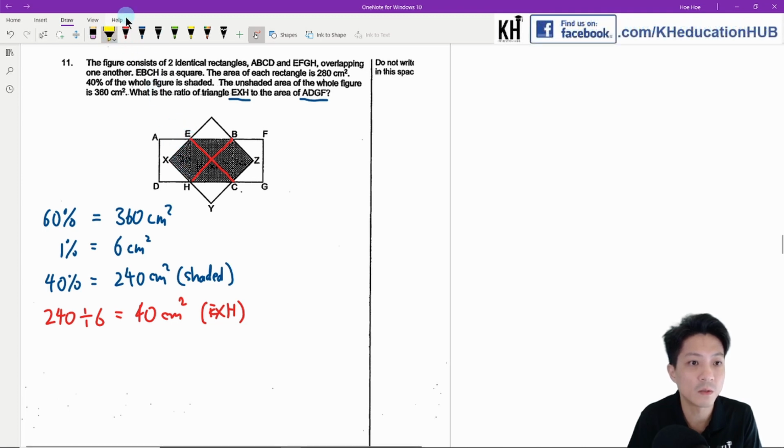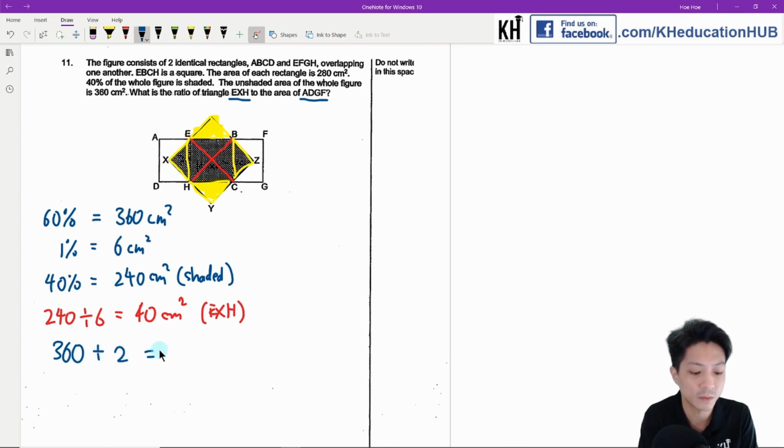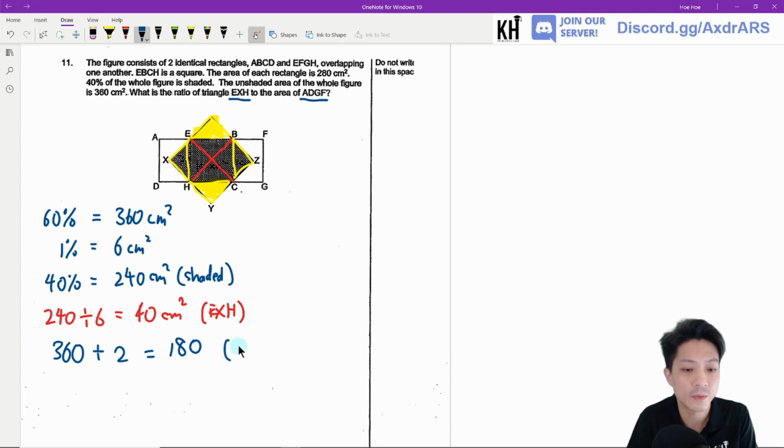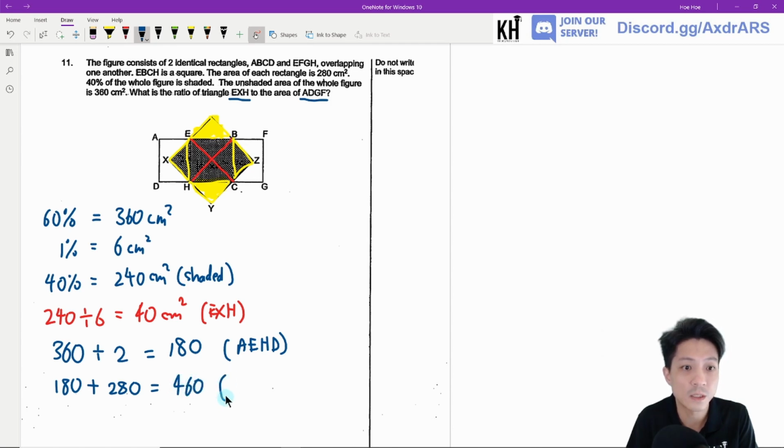Okay, I can move these two parts over here, this and this, into here. Which means that if I use the unshaded part divided by 2, 360 divided by 2, should give me 180. 180 is the area of AEHD. Then if I use 180 plus 280, which is the area of one rectangle, it's going to give me 460. So 460 is basically the area of ADGF.